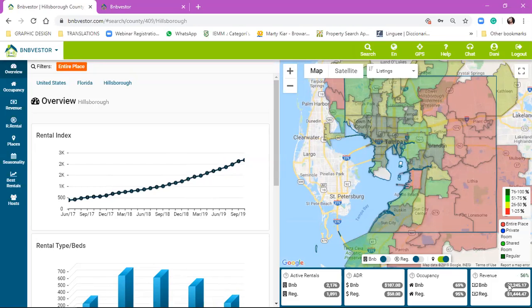I think it's pretty good, considering it doesn't have a very high active BNB listings and a high ADR, considering as well the occupancy. So many factors are considered when you are analyzing your additional revenue. So just because it's 56%, take a look at the rest and you will see that it will matter, okay?